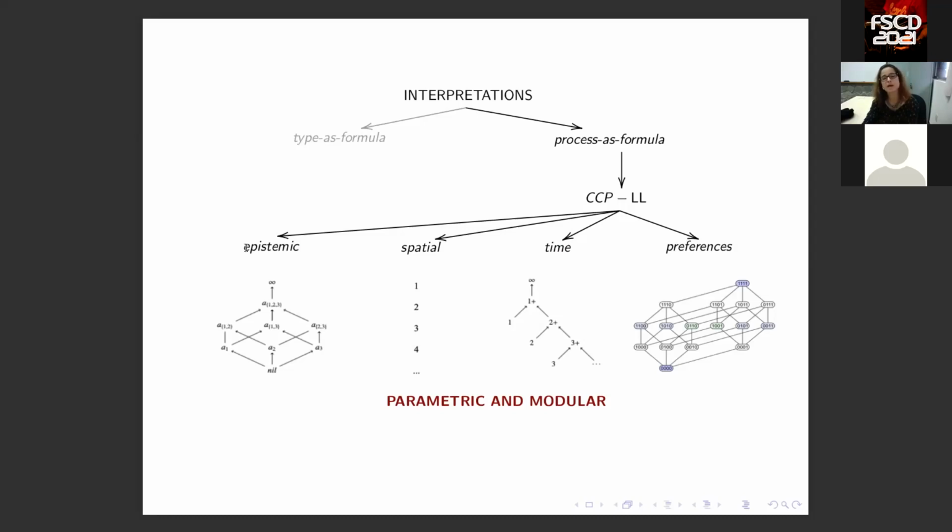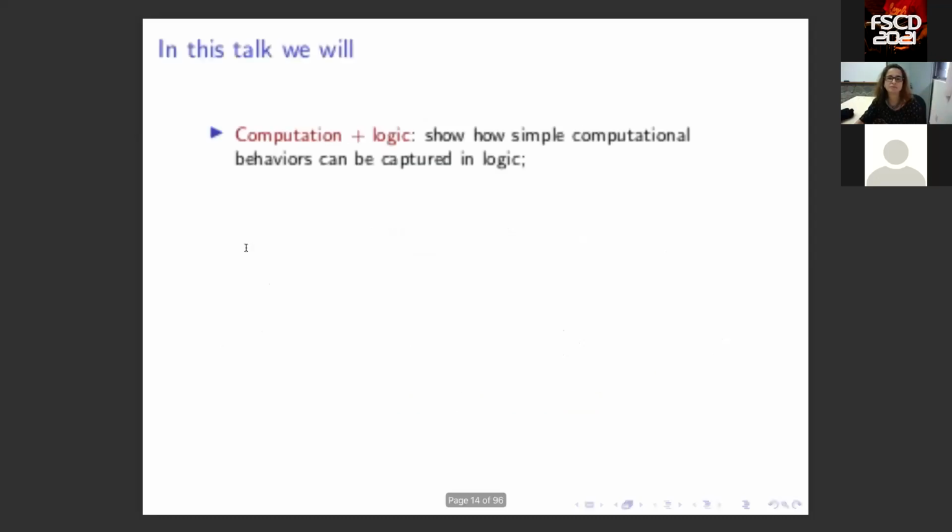Sometimes when we talk about interpretation, even in the processes formula, we embed things from one into the other. And with this embedding you have a way of going, but normally you don't have a way of coming back. It's really complicated because normally in logic you can do more things than you can do in the calculus. So you lose a little bit of the connection, since things do not translate on the other side. So what I'm going to show you today is that there is a way of coming back as well. So this is really a tight kind of relation, other than being parametric and modular.